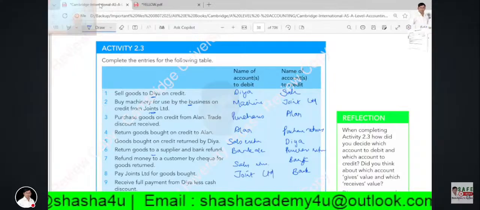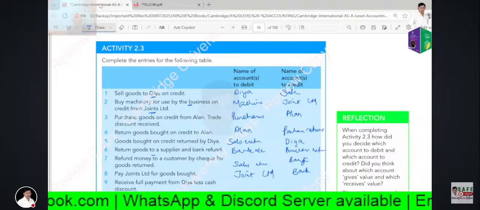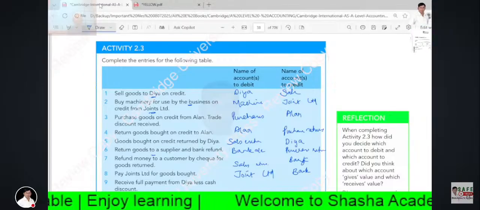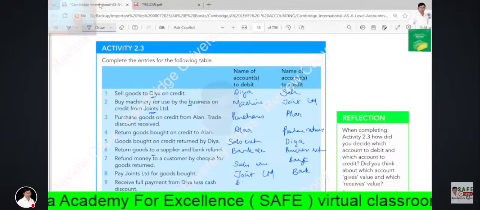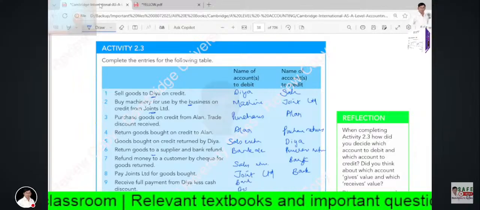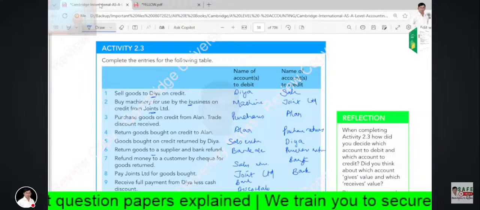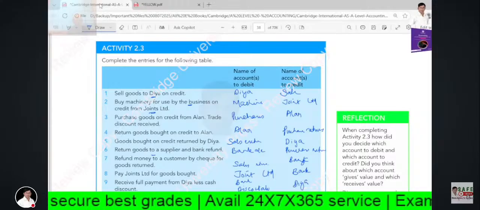Receive full payment from Dia less cash discount. So we have received payment from Dia. We have received money in bank and we have given discount also. Discount allowed also will come because we have allowed discount. Discount allowed is a loss. And we have to credit Dia because she is the giver of money.